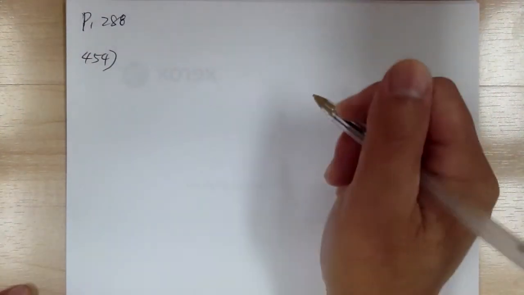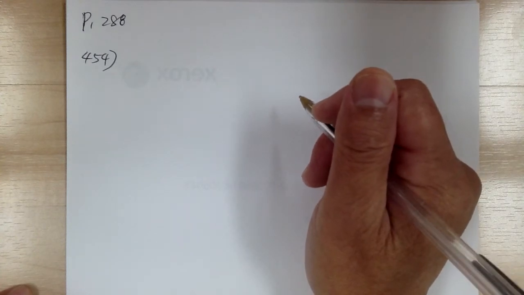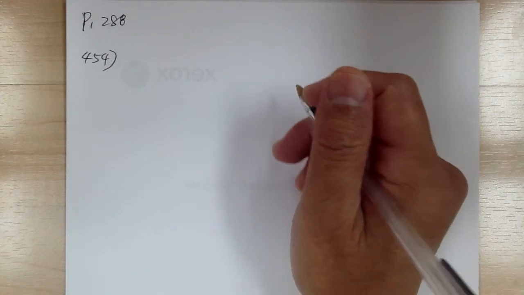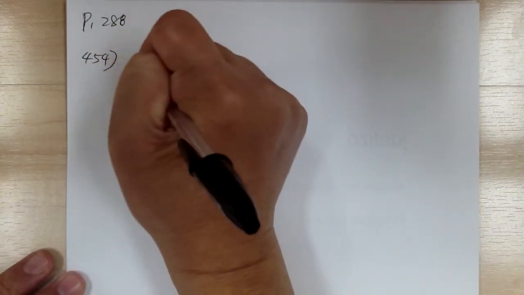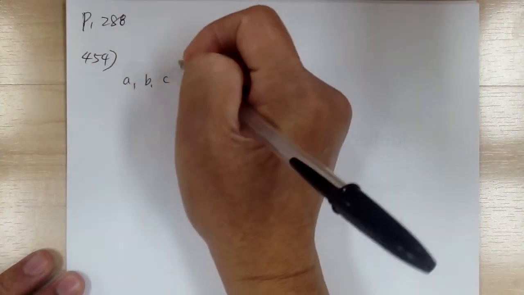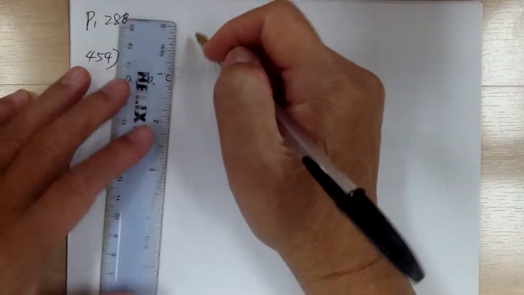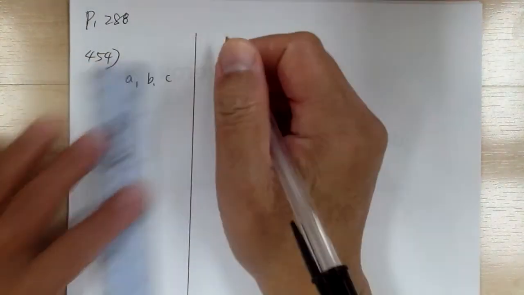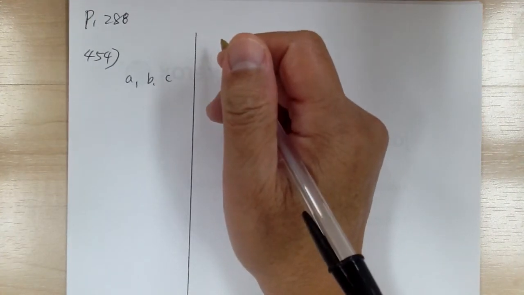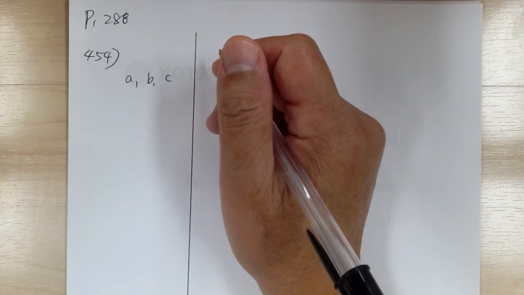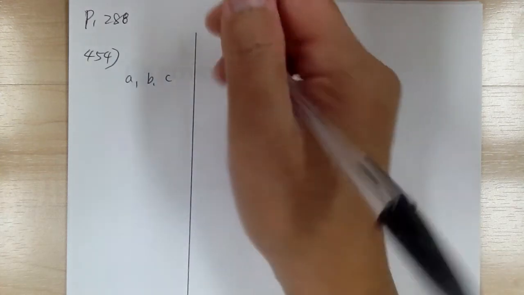Let's go to page 288 and let's do number 454. It says three numbers A, B, C are non-zero and form an arithmetic progression. So you've got A, B, C. Increase the A by 1 or increase the C by 2 and the result is a geometric progression.